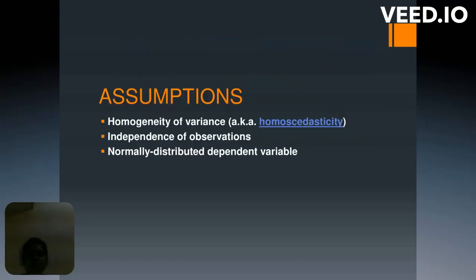Some of the assumptions of two-way ANOVA are homogeneity of variance, which is also known as homoscedasticity, independence of observations, and a normally distributed dependent variable. These are the three assumptions of two-way ANOVA.